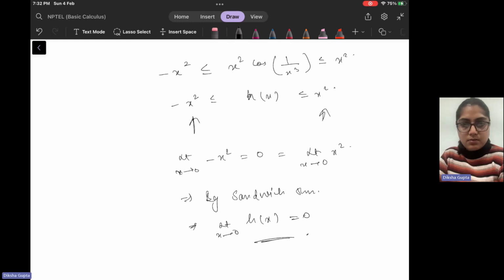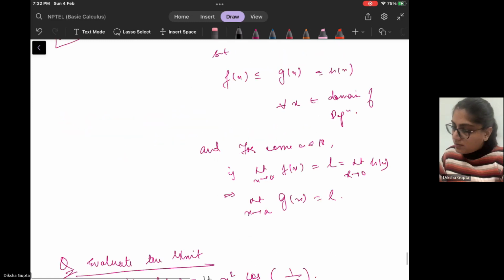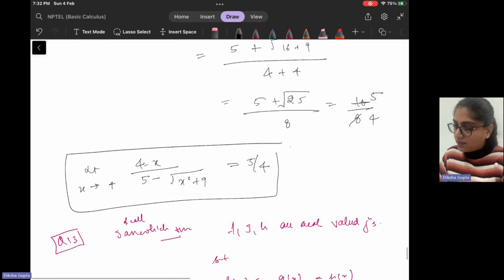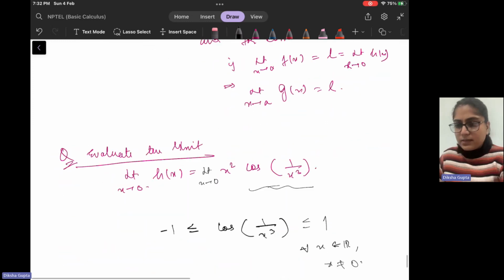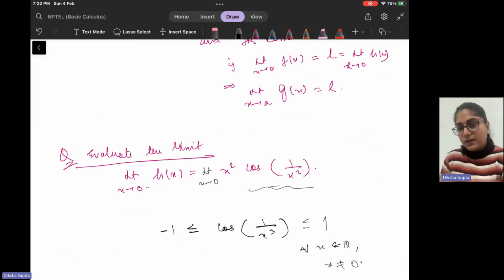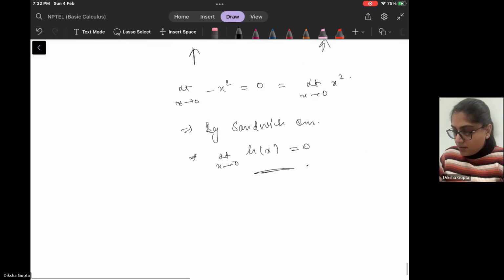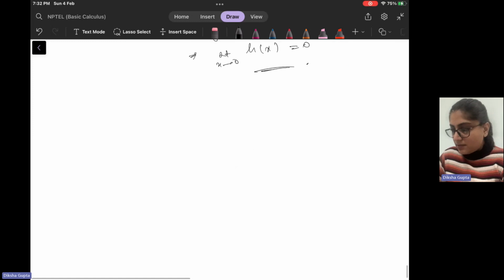Okay, so I think we have done enough questions about the limit of functions, which was the main topic to be covered in this week. In fact, the limits of the function at finite points, at a finite value. So one question is just a warm up exercise.